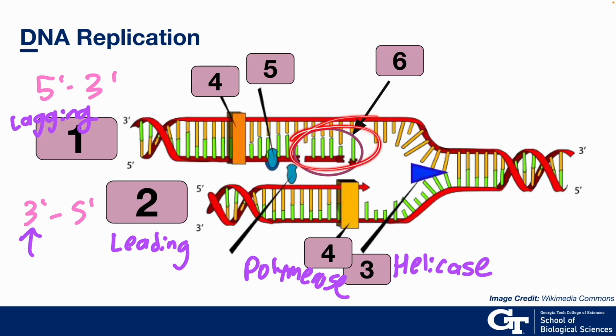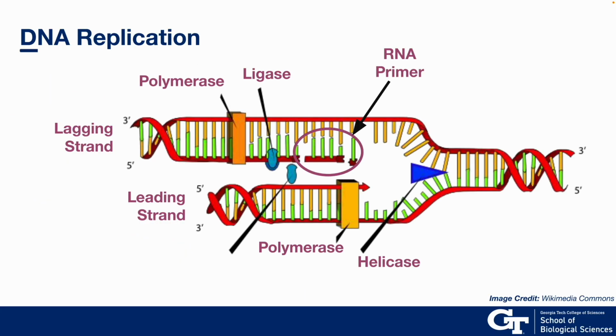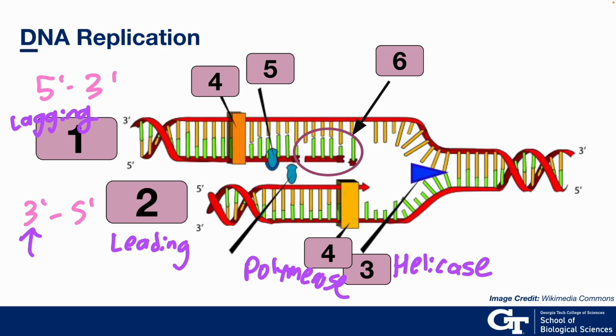What is 6 pointing to, this little thing right here? This little thing that is bound to our lagging strand. That's going to be our RNA primer, which allows for replication of our Okazaki fragments.